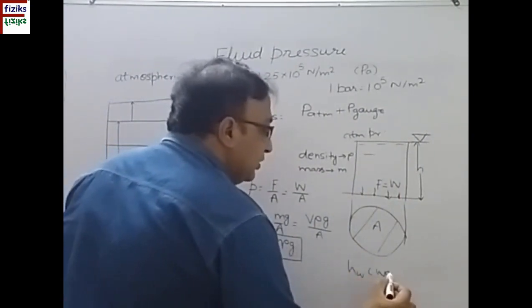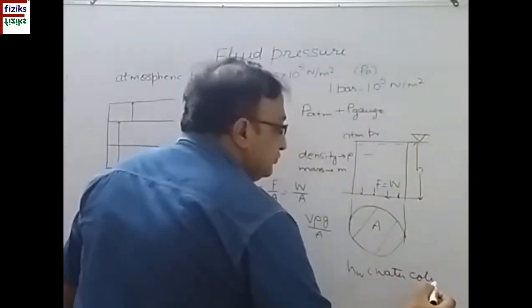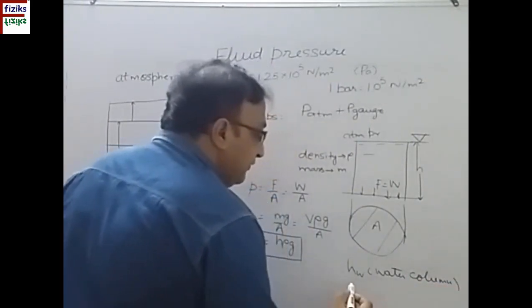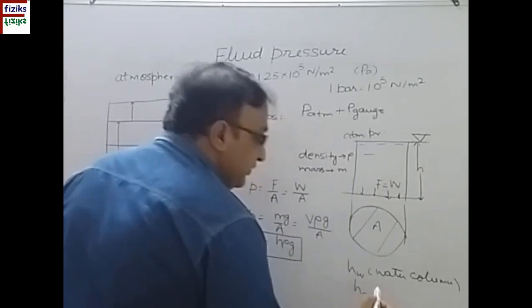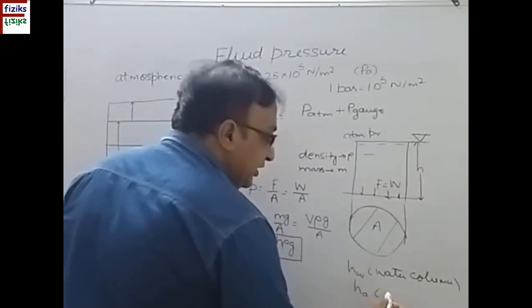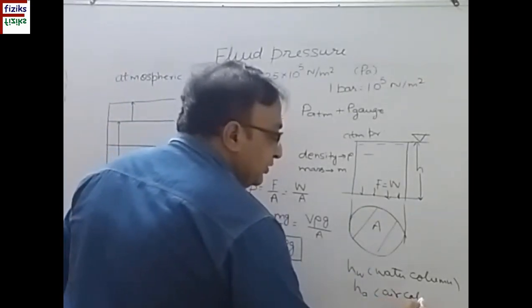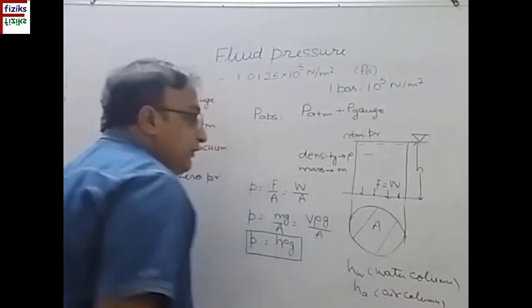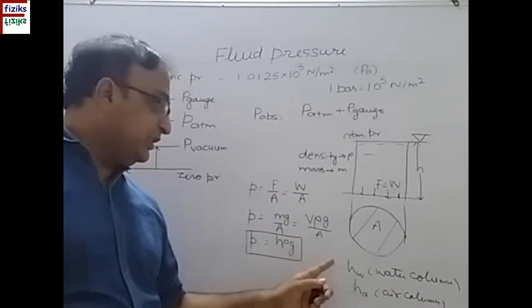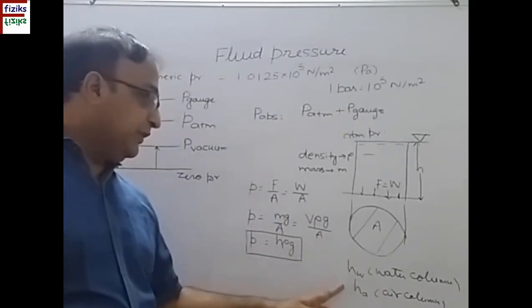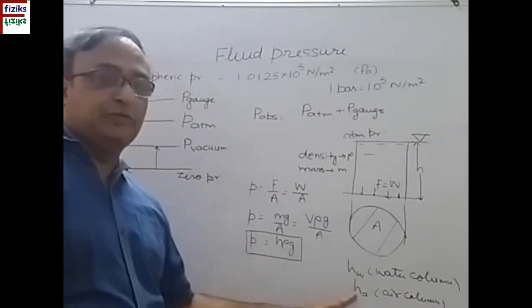Suppose I have here this column of water, and water is having a height of hw. This is the water column. And we have, suppose, any other fluid like air, which is having the height HA, air column. And you have to find what is the height of air column or what is the height of water column if I measure the pressure using this.